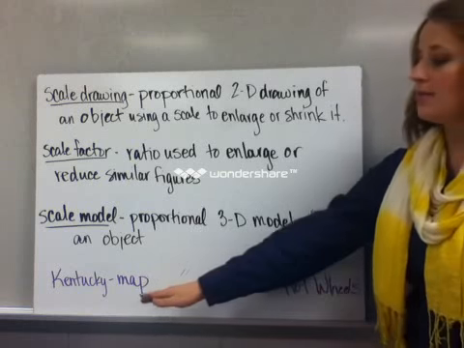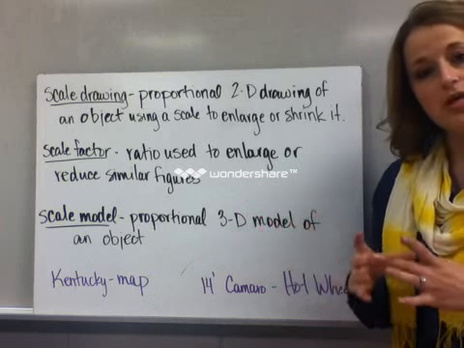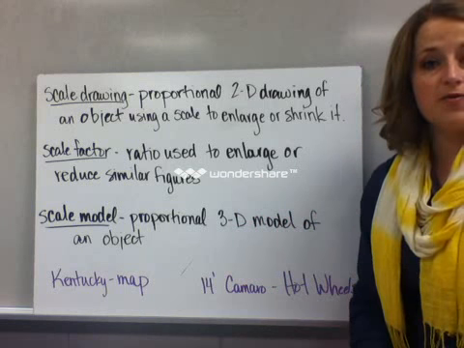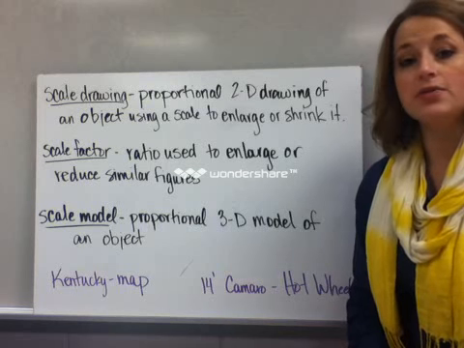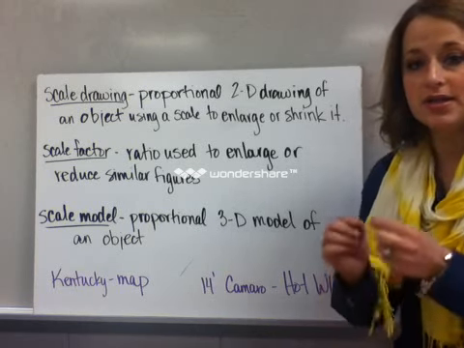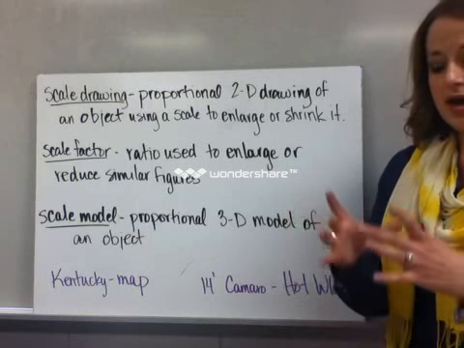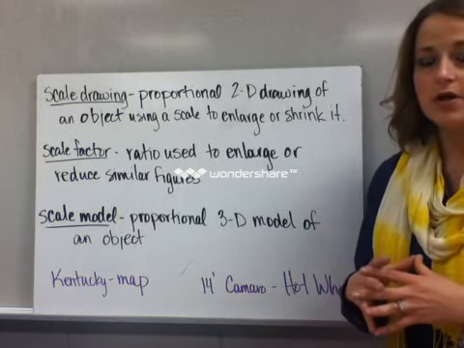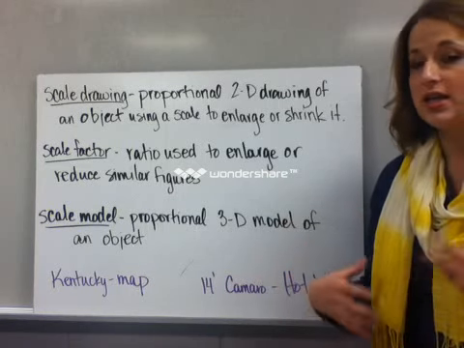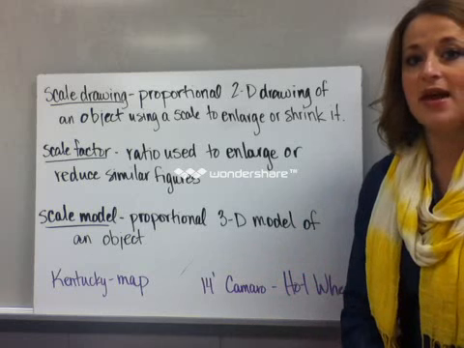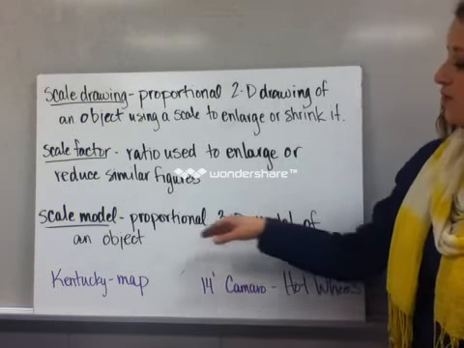So two-dimensionally, this might be something like the state of Kentucky. That's the actual object, and we shrink it down proportionally so that it will fit on a map. Or think about some things in your science textbook. If you were studying an animal cell and you wanted to look at dimensions of it or see how things fit inside of it, an actual animal cell is way too small to look at. So what your textbook does is it enlarges it proportionally so that you can examine the things inside that animal cell. A scale model is the three-dimensional version of this.